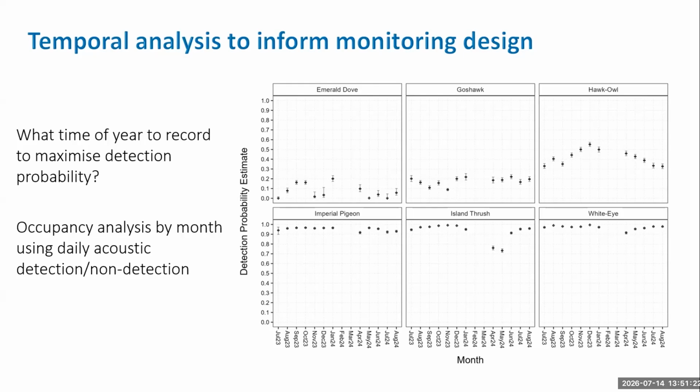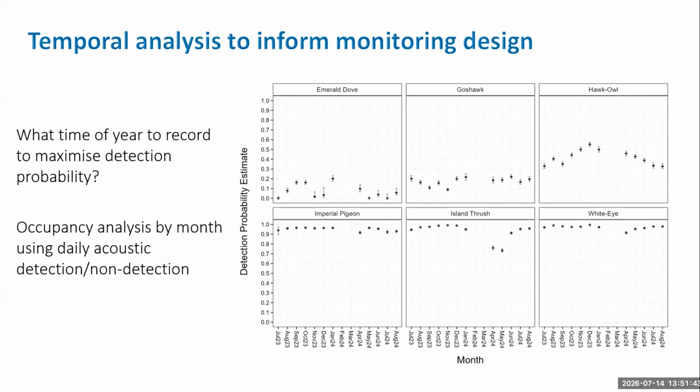So to maximise the monitoring capability, this is a temporal plot of the monthly detection probability just from the acoustic data, to show us that there are better times of year than July, when we did the surveys and the doves were hardly calling, because they're very seasonal. It gives us an idea of when to record.